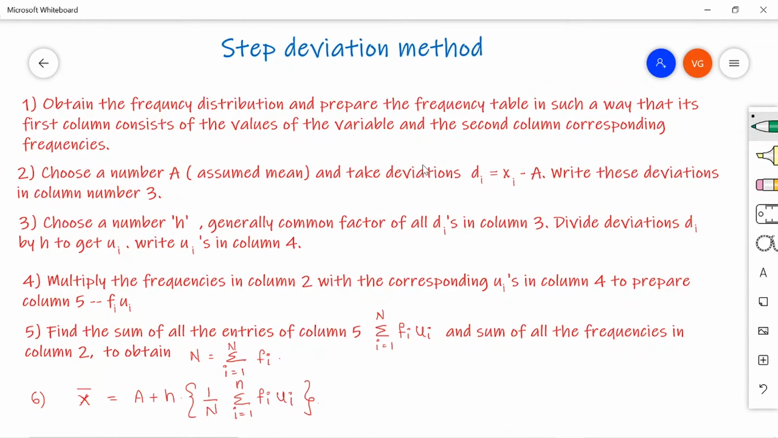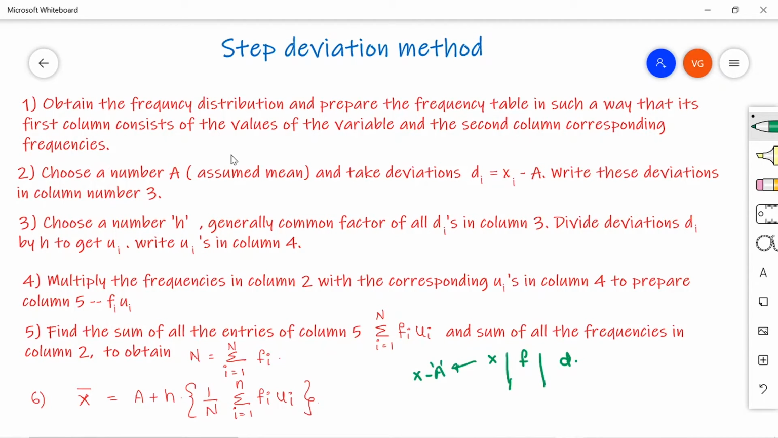The last method to calculate the mean is the step deviation method. The first step is to obtain the frequency distribution and prepare the frequency table in such a way that its first column consists of the values of the variable and the second column consists of the corresponding frequency. Like the previous two methods, here also the first column is x and the second column is f, the corresponding frequency. And the third column, again, you will be calculating the deviation d, which is nothing but x minus a.